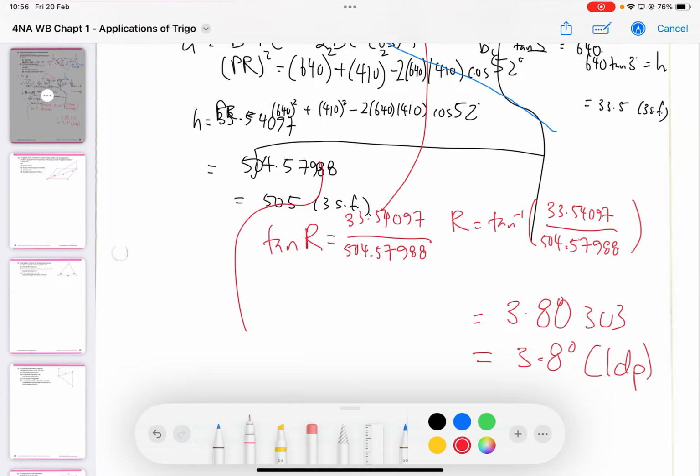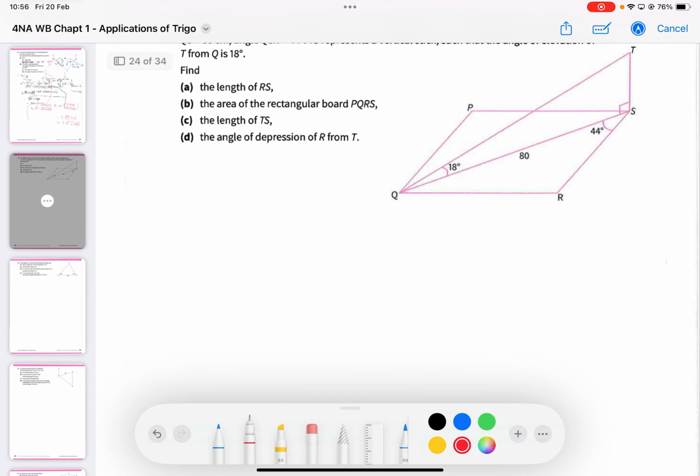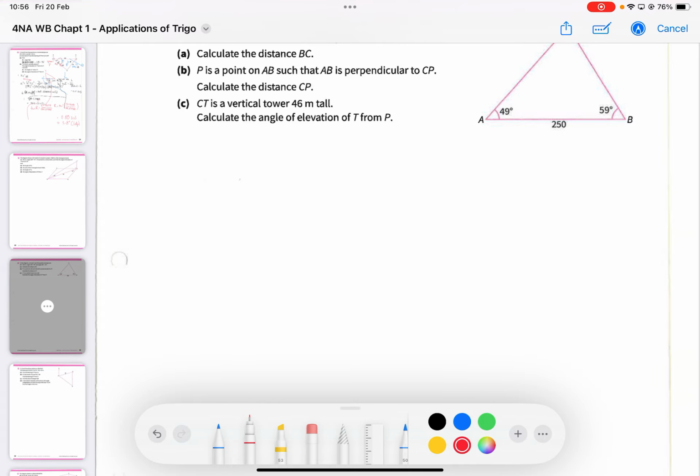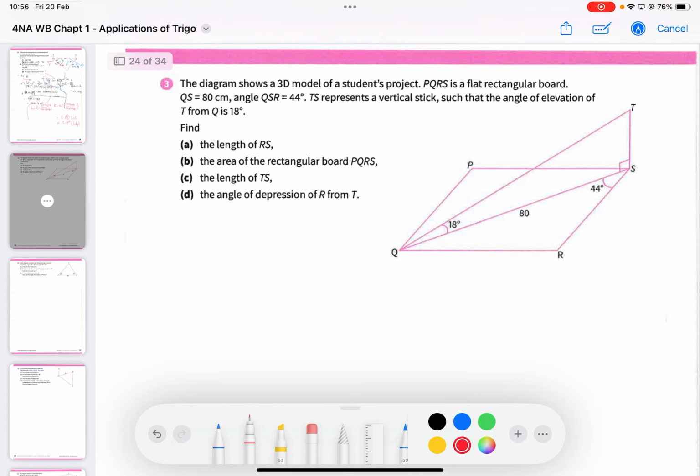Okay, do the next questions as homework. At least try question 3. It is quite easy to visualize. Your T is sticking upwards from the ground. They tell you it is 90 degrees. Okay, thank you, class.